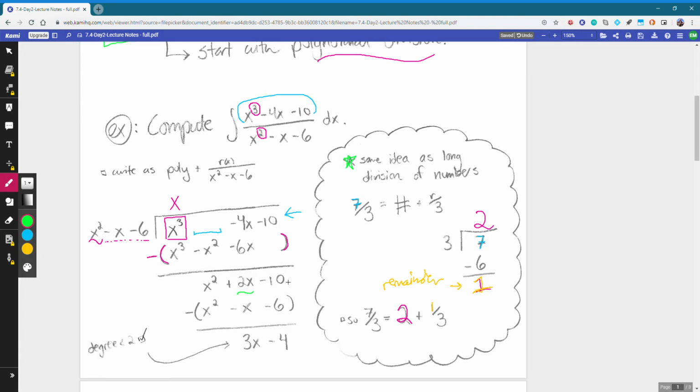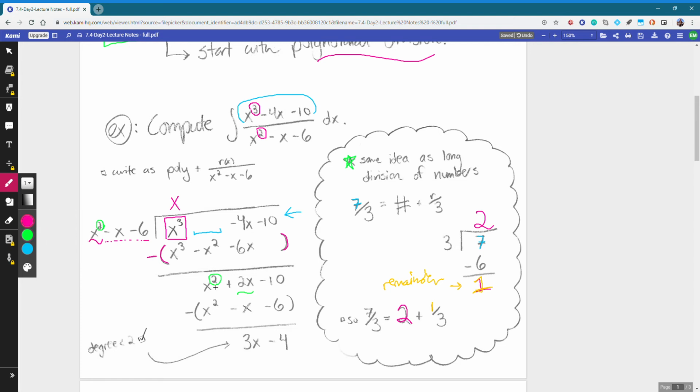Okay, so at this point, we've done one step, but notice the degree of this polynomial we're left with is not yet below the degree of the polynomial we're dividing by. And so we're actually not out of our remainder yet. We need to do another step.